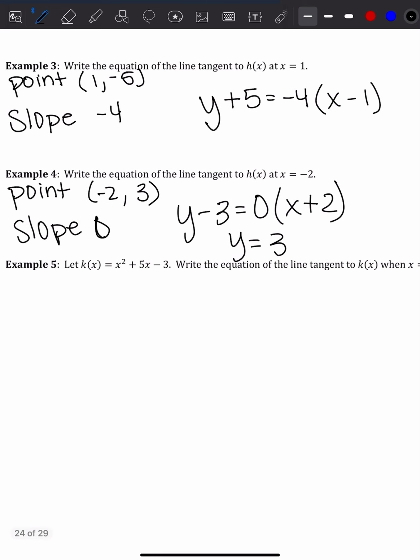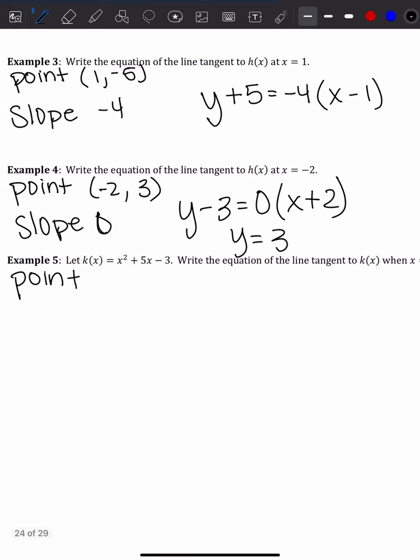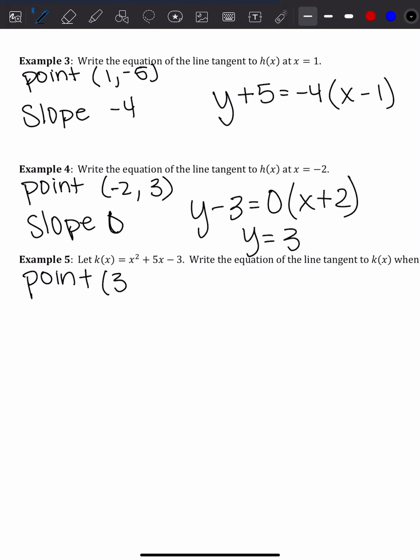So we need our two things. We need a slope and a point. So let's start with our point. So we're plugging in a value of 3. So we are finding k of 3. So we plug 3 in for all of our x values.